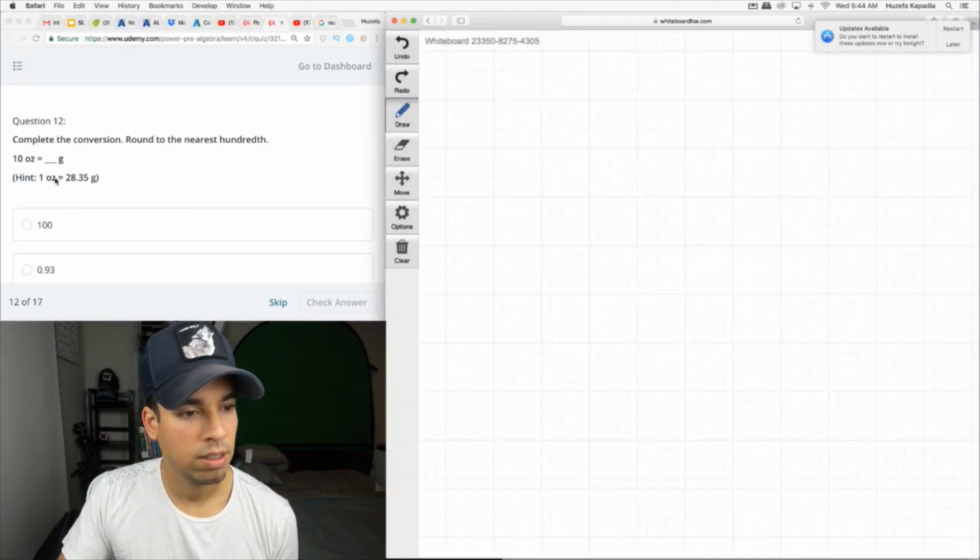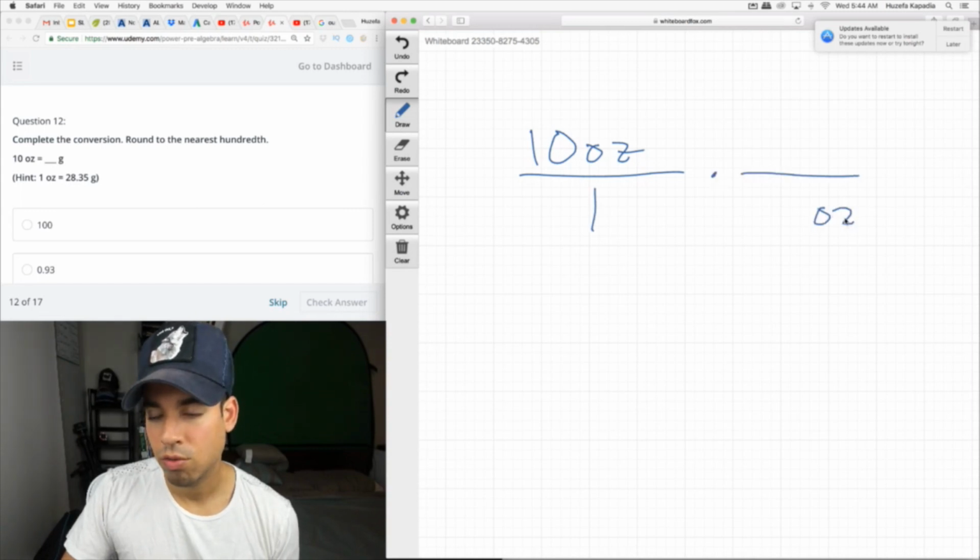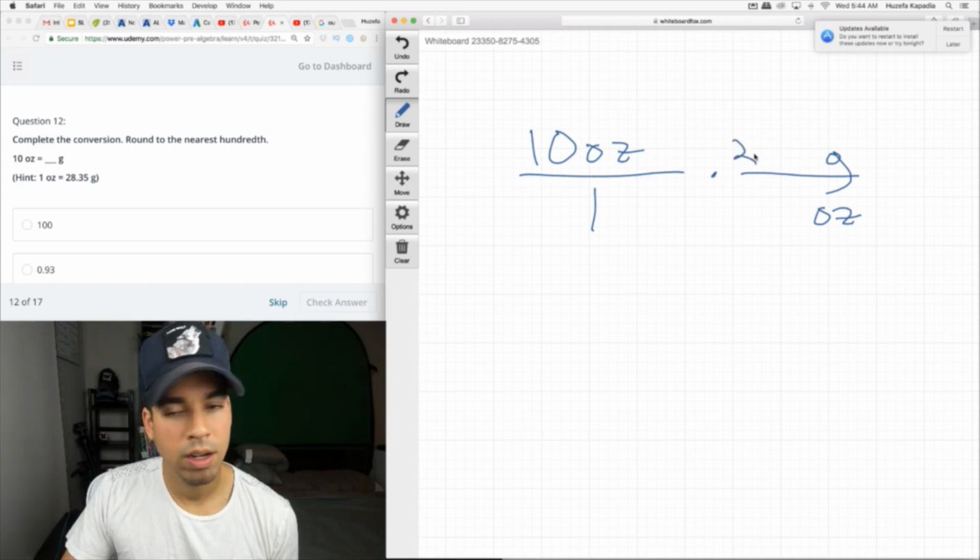Next, we've got 10 ounces equals how many grams? And again, I'm going to start with 10 ounces here over 1. Then we're converting to grams. So we've got the ounces on the bottom, grams on top. And now how many grams? It's 28.35 grams equals 1 ounce.